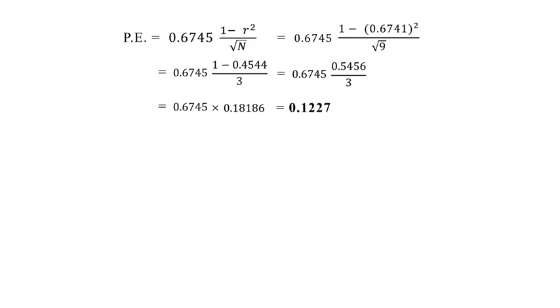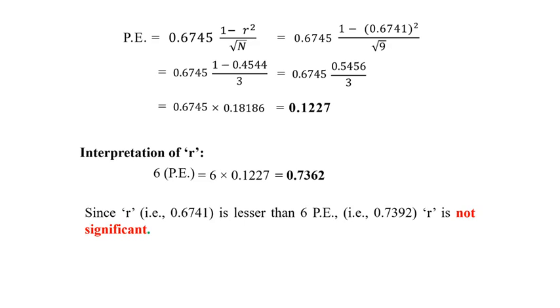Using this, we have to interpret r. To interpret r, we need 6 PE, 6 into the probable error. Interpretation of r: 6 PE equals 6 into 0.1227, which equals 0.7362. Observe this: 6 PE is 0.7362, whereas the r value is 0.6741. So 0.6741 is lesser than 0.7362. Therefore, r is insignificant, not significant. We cannot rely on the value of r in this case.